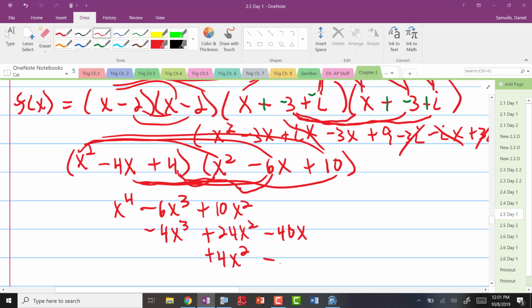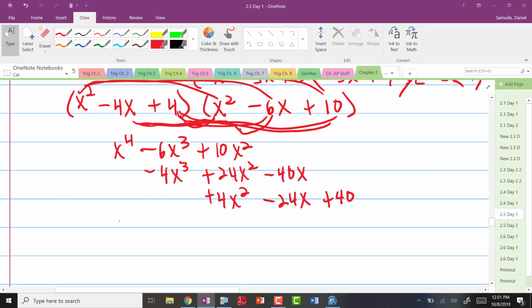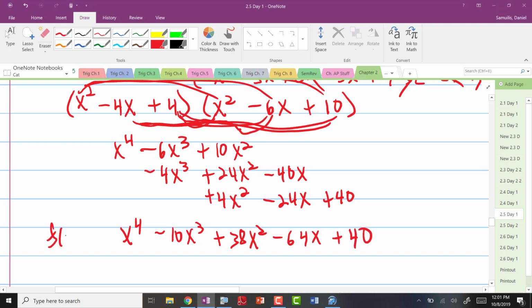Minus 24x. Struggling there for a second. And then plus 40, since I gave myself the space. Final answer is x to the 4th minus 10x cubed, plus 38x squared, minus 64x, plus 40. Kind of going fast. Sometimes speed kills, so hopefully I didn't make any mistakes here. All right, and that's what f of x equals.